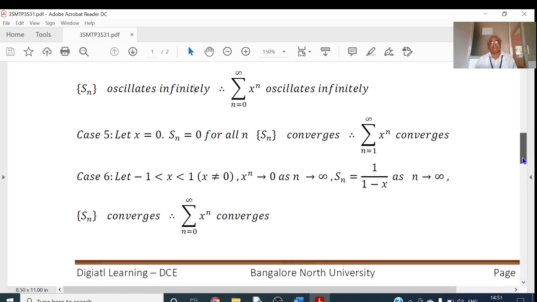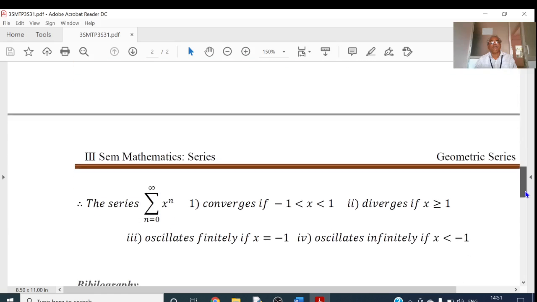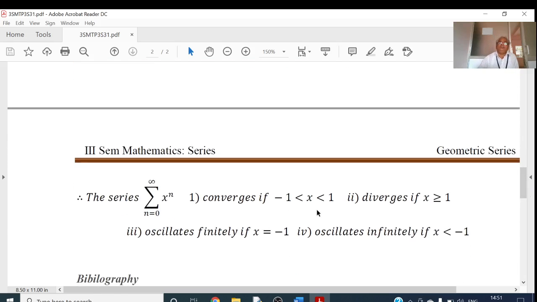Now, considering all these cases, we say that the given series is convergent if x lies between minus 1 and plus 1. That is, x is greater than minus 1 and less than plus 1. It is divergent if x is equal to 1 or x is greater than 1. It oscillates finitely if x is equal to minus 1 and oscillates infinitely if x is less than minus 1. That is the nature of the series depending on the value of x.